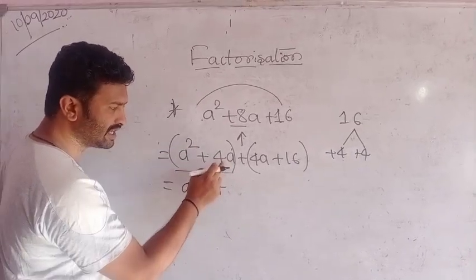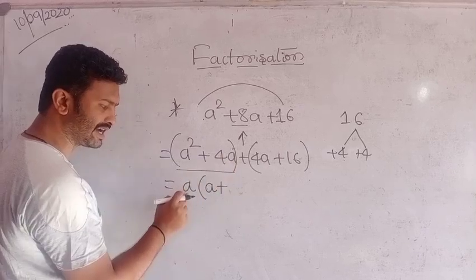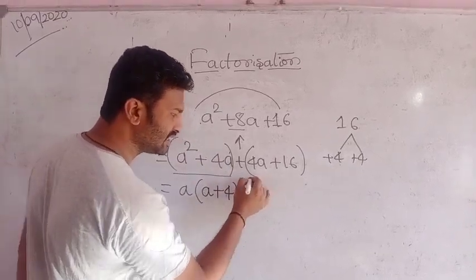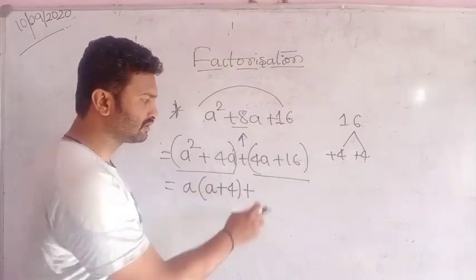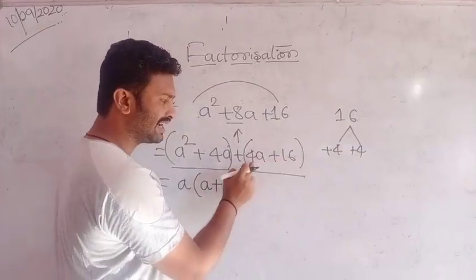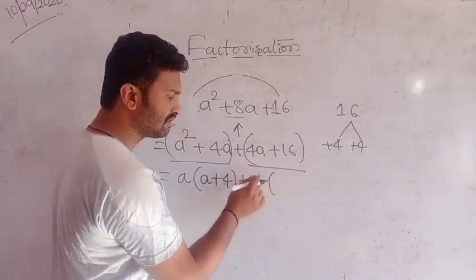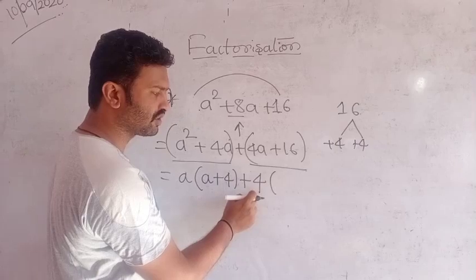Here one a remains. Here you take a outside. What remains? 4 remains. Plus here, is there any common? Both sides a is not there. And in numerical 4 and 16, 4 I will take outside. Why? Both are divisible by 4.